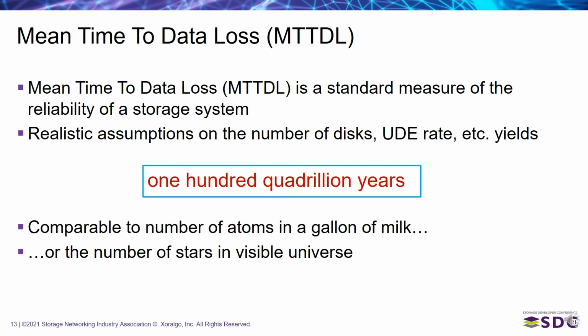Let's focus for a moment on the mean time to data loss for PentaRAID. Mean time to data loss is a standard measure of reliability of a storage system. Under realistic assumptions on the number of disks, UDE rate, etc., we find that the first bit of data will be lost by PentaRAID in 100 quadrillion years. Since this number is so huge that it's hard to imagine, let's use an analogy. That number is comparable to the number of atoms in a gallon of milk or the number of stars in the visible universe.